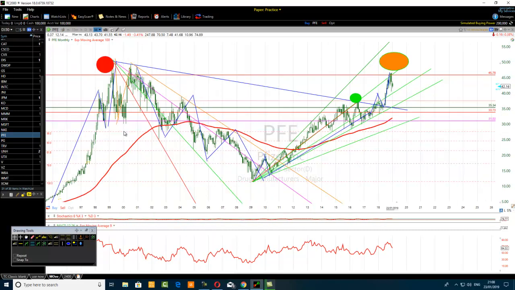I'm back to TC2000. I've been using TradingView recently. It was very nice to use TradingView, by the way. Okay, so here we are, TC2000.